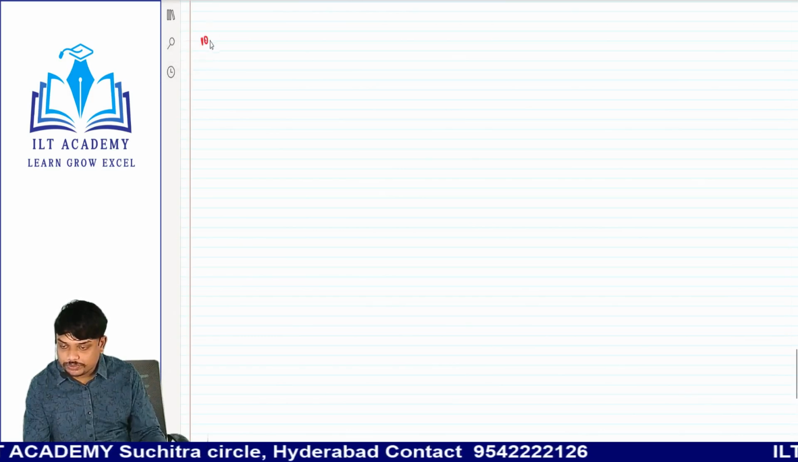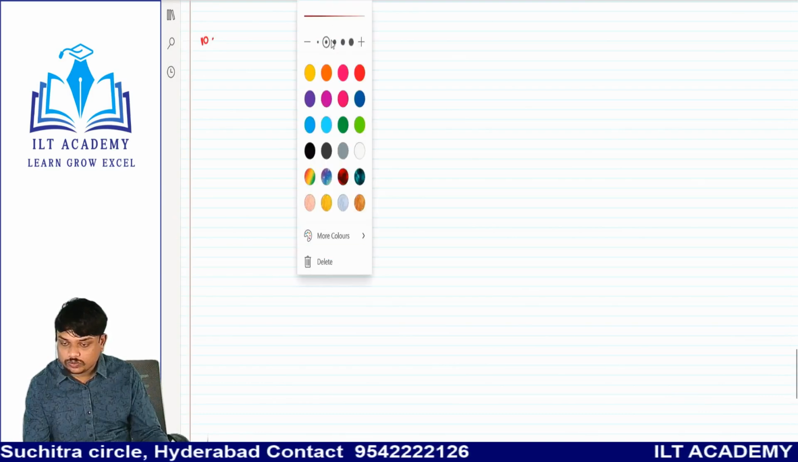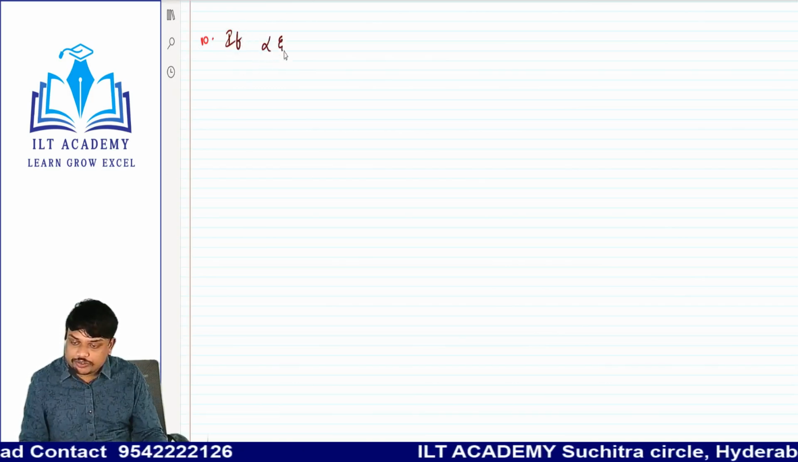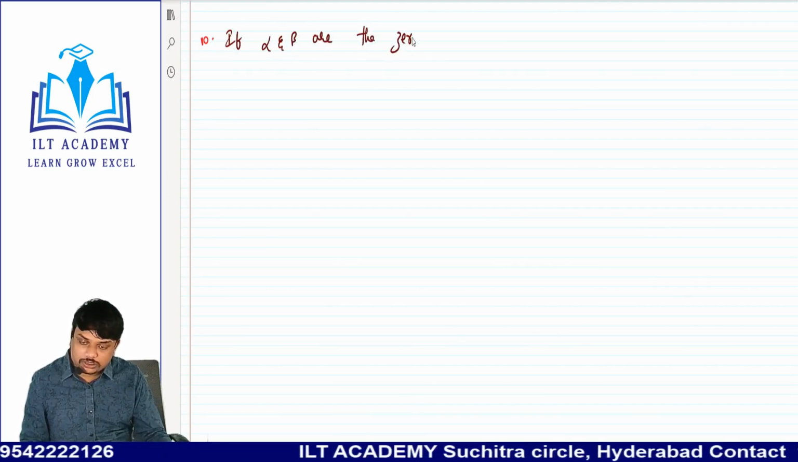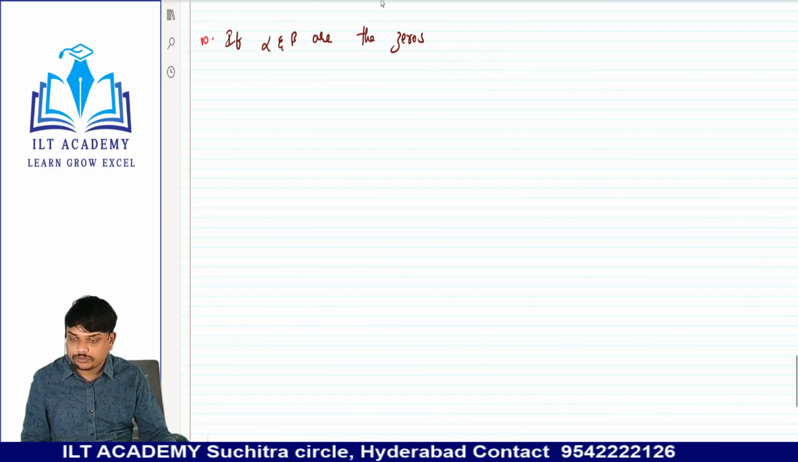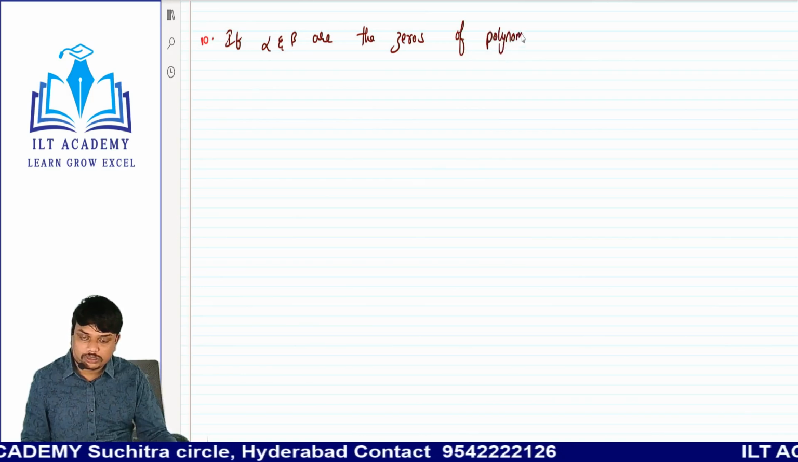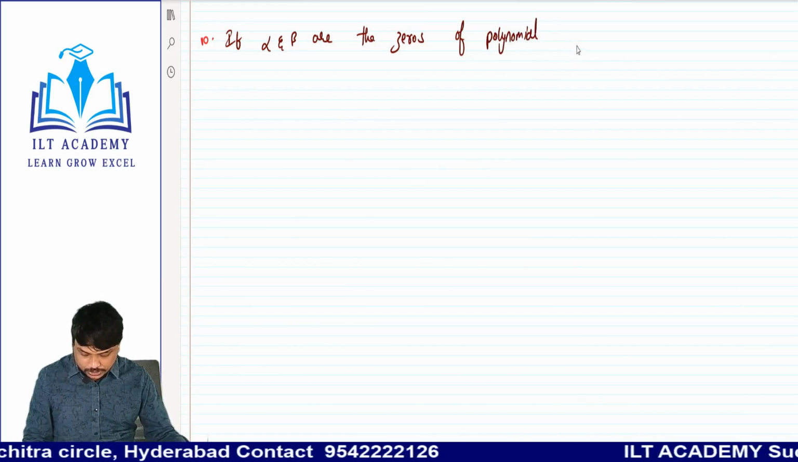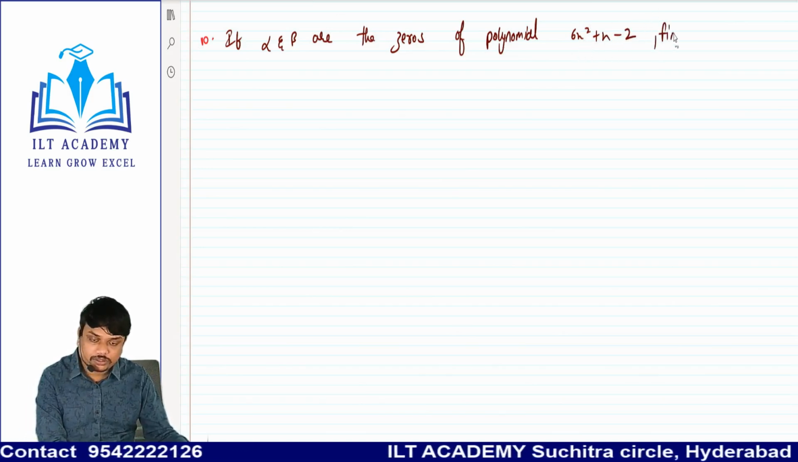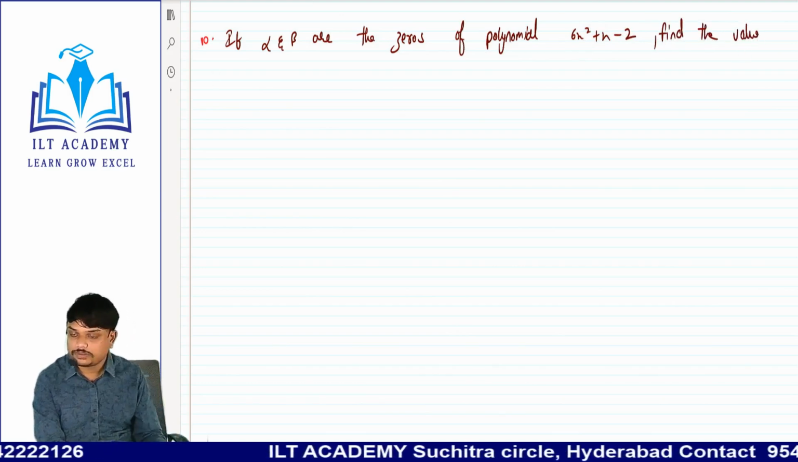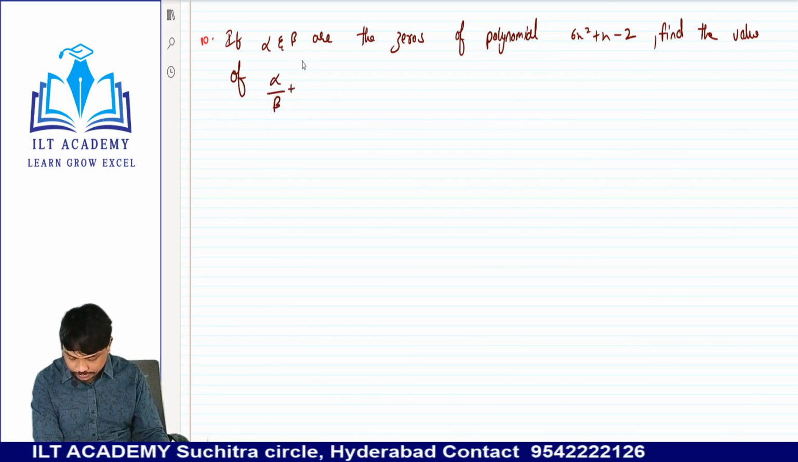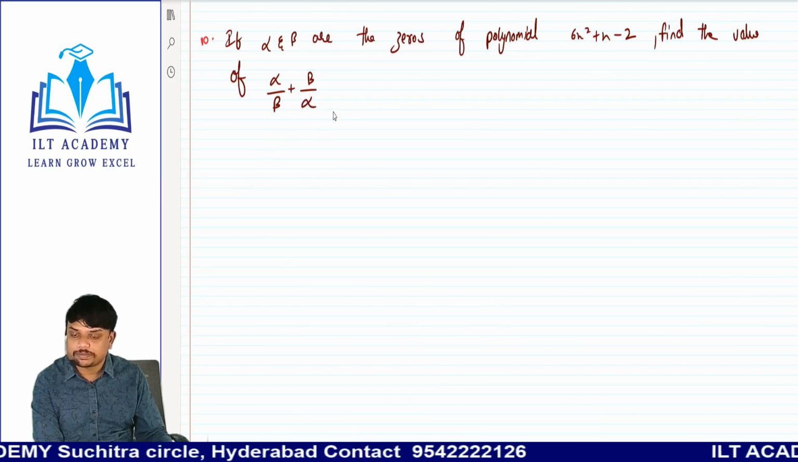Now look at the 10th question. If alpha and beta are the zeros of the polynomial 6x square plus x minus 2, find the value of alpha upon beta plus beta upon alpha. We need its value. Sir, how to find this?